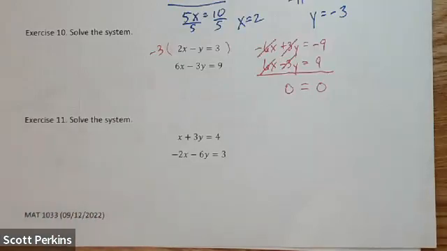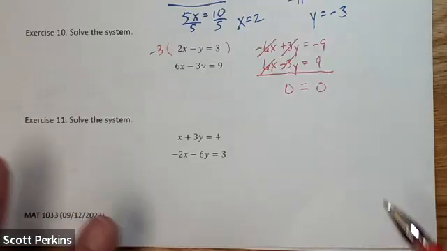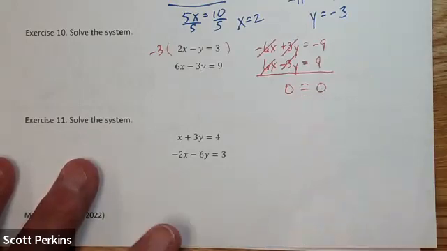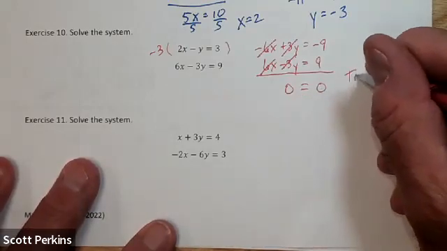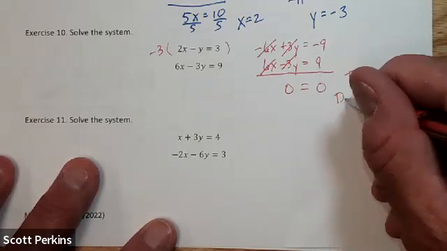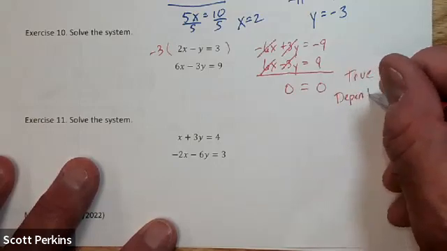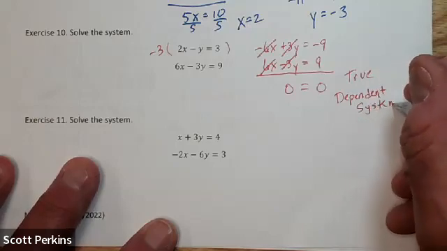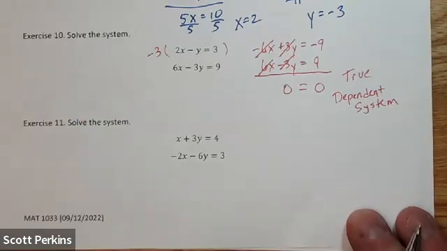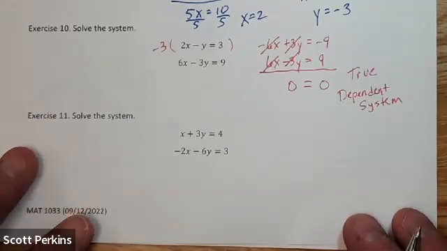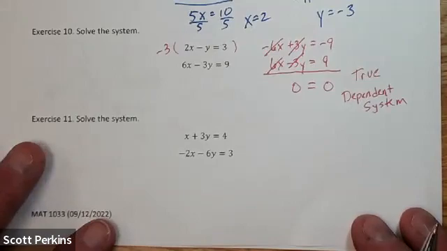So knowing what you know about arithmetic, is 0 equals 0? Is that a true statement or a false statement? True, 0 equals 0. That's true. So mathematically, what we call this is a dependent system. Now, I know that doesn't do much good for you about what's going on here. So what does it mean when you have a dependent system?